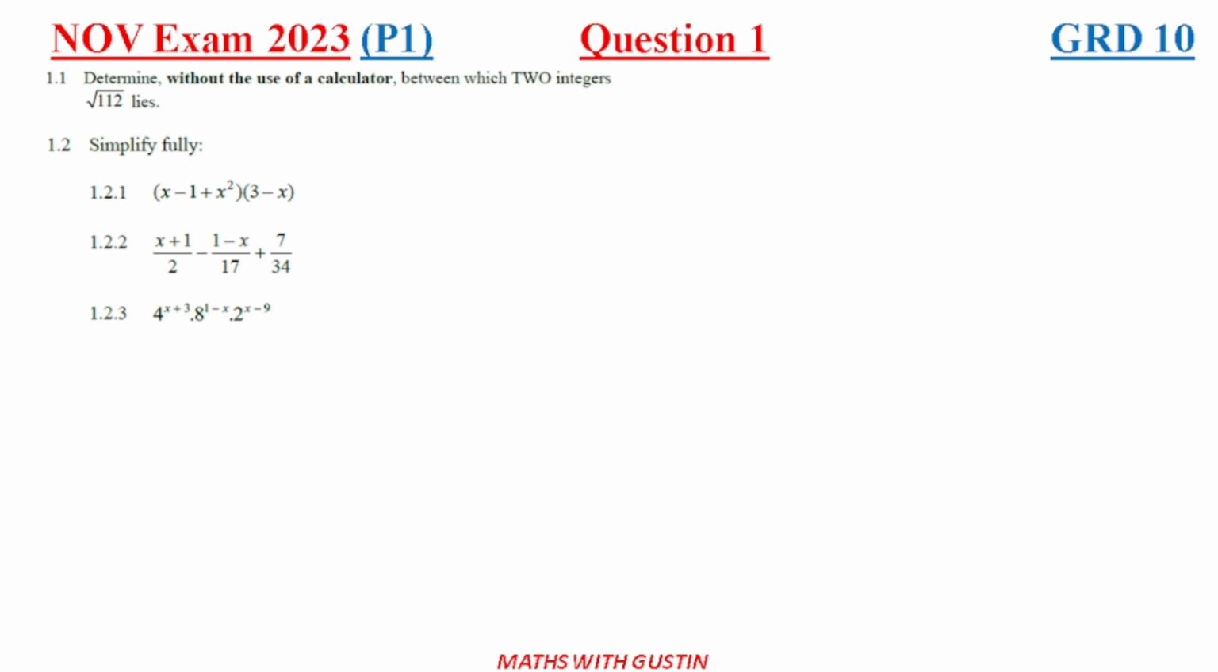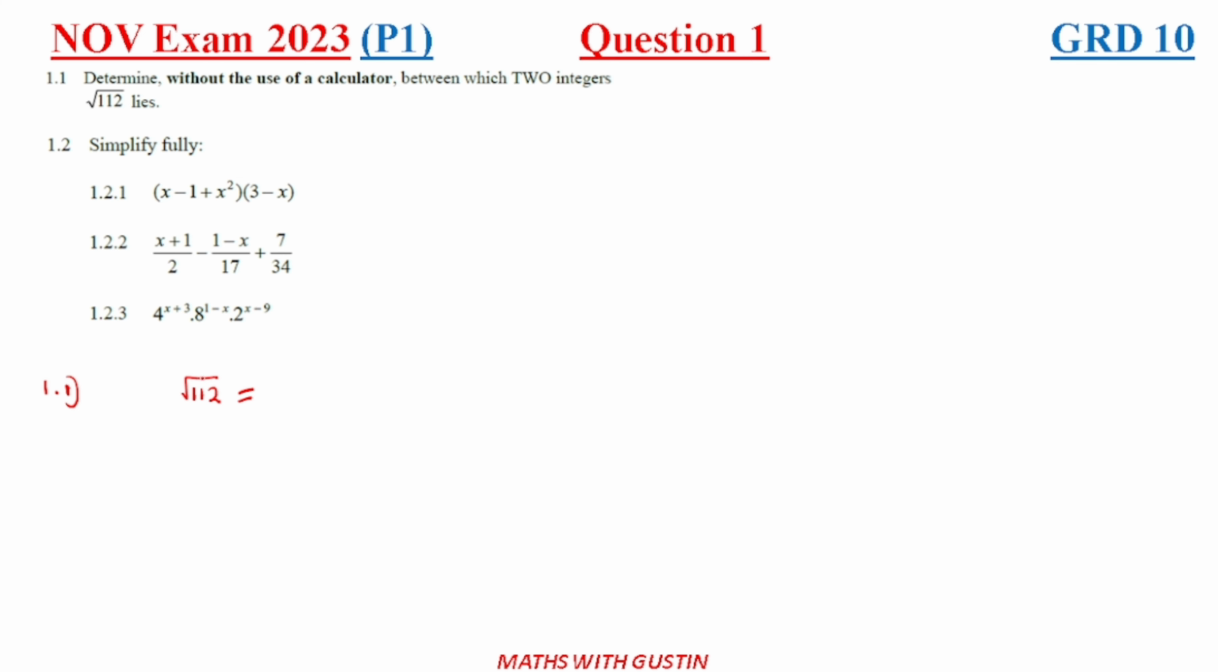All right, okay, let's look at 1.1. It says: determine, without use of a calculator, between which two integers the square root of 112 lies. So you're going to come here, say 1.1. They said without the use of the calculator, but guys, you can cheat. They will never know that you used the calculator.